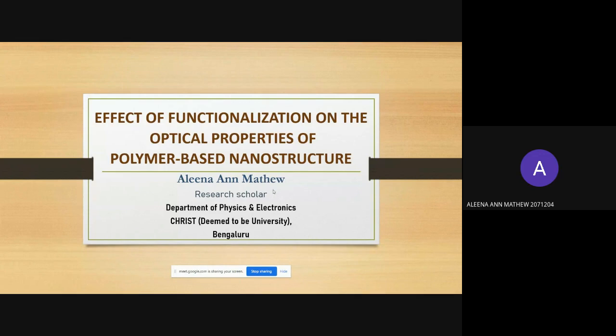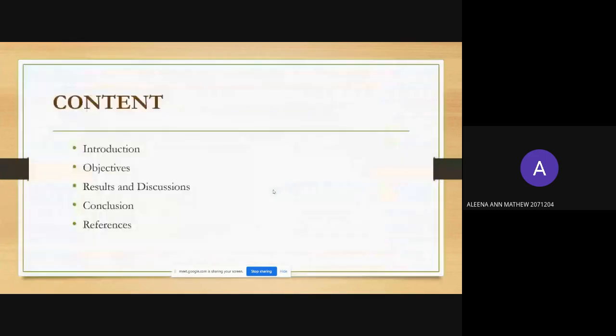Okay. Good evening. I, Aline Ann Matthew, research scholar at Department of Physics and Electronics, RISE, deemed to be University, Bengaluru. I present on the topic effect of functionalization on the optical properties of polymer-based nanostructure. So it includes introduction, objectives, result and discussion, conclusion and references.